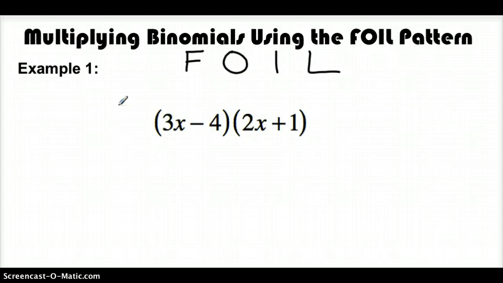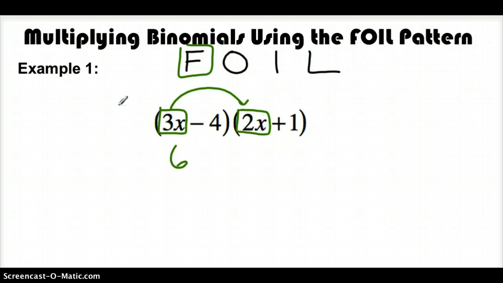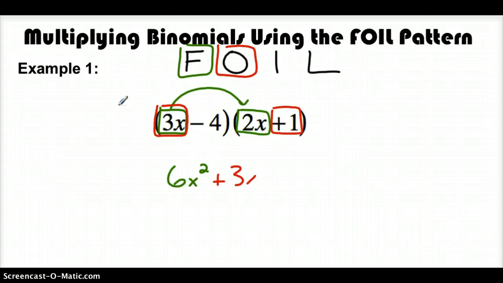I'm not going to write the words out this time, but I'm going to go ahead and say my firsts are in green here. So first times first is going to be 3 times 2 is 6, x times x is x squared. I'm actually going to move this down just a little bit, give myself a little bit more room. So that was 6x squared. The next thing that I actually had here was outside. So my outside terms, I had a positive 3x times a positive 1 will give me a positive 3x.